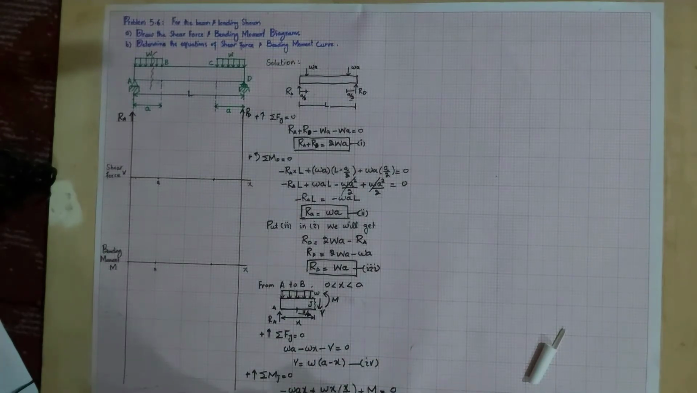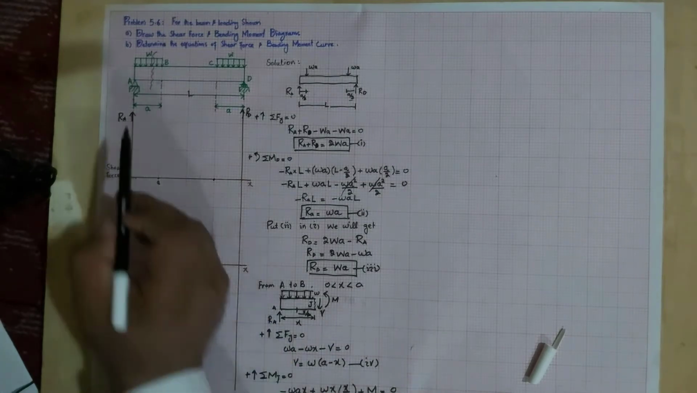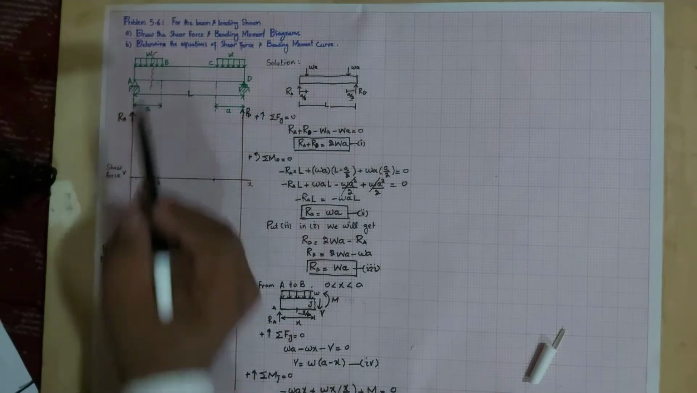And if we solve this equation, the value comes out to be: moment will be equal to W into (AX minus X square over 2). Let this be equation number 5. Now these equations 4 and 5 are valid from point A till point B.